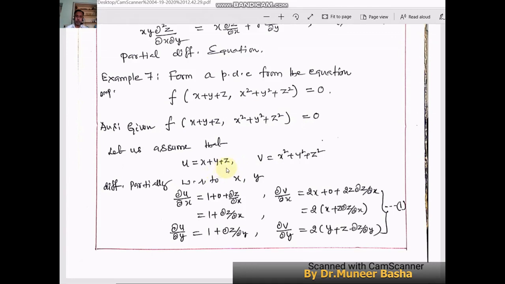Now these relations will be differentiated with respect to x and y separately. U derivative with respect to x gives 1 plus 0 plus ∂z/∂x. U derivative with respect to y is 1 plus ∂z/∂y. Similarly, v derivative with respect to x is 2x plus 0 plus 2z into ∂z/∂x. You can write in simple form 2 into (x plus z ∂z/∂x). Similarly, differentiation of v with respect to y is ∂v/∂y, 2 into (y plus z ∂z/∂y).